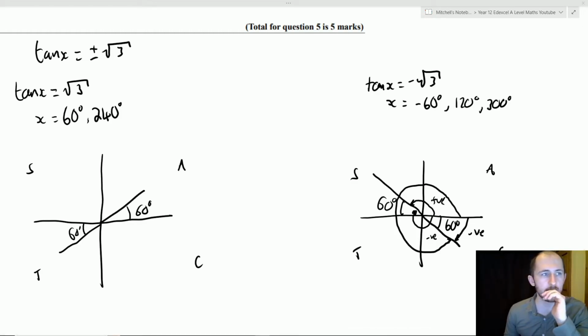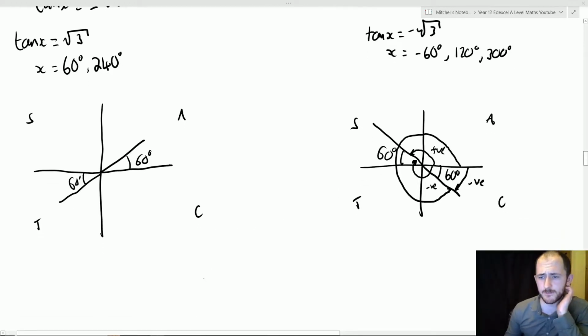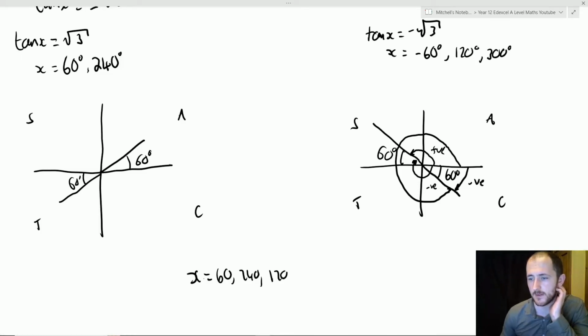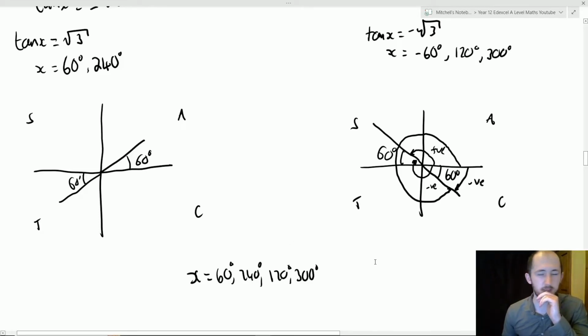So please, please, please make sure that you're being very, very careful. Okay? Anytime you draw a line, you can get two answers. A negative angle and a positive angle. So just keep that in mind. And then of course you can go around again to get more answers. But the idea is that anytime you draw a line, there's immediately two answers to get. So, the solution for the whole thing is going to be 4 values. 60, 240, 120, 300. Okay?